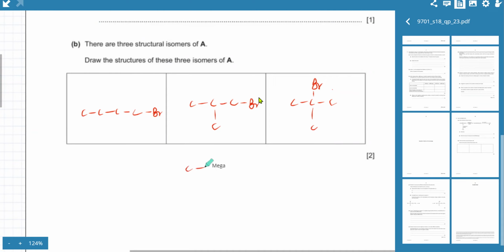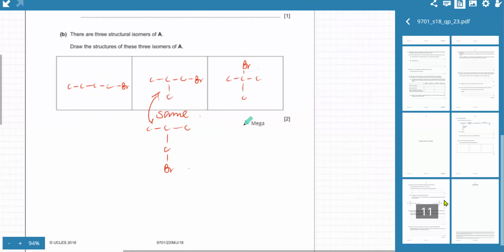Okay, you have to be careful with that. If the Br is over here, that's not an isomer, because these two are exactly the same. The connectivity is exactly the same. The Br is bonded to a carbon atom, which is bonded to a carbon atom that's bonded on two sides. Yeah, so it's exactly the same. So these two are the same, right?